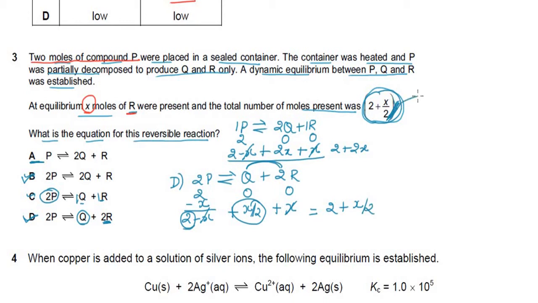Here is the total moles, 2 plus X by 2. So our correct option is D, with 2P gives Q plus 2R. The fourth MCQ.